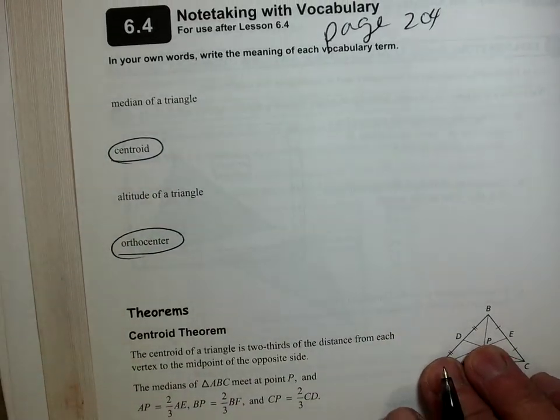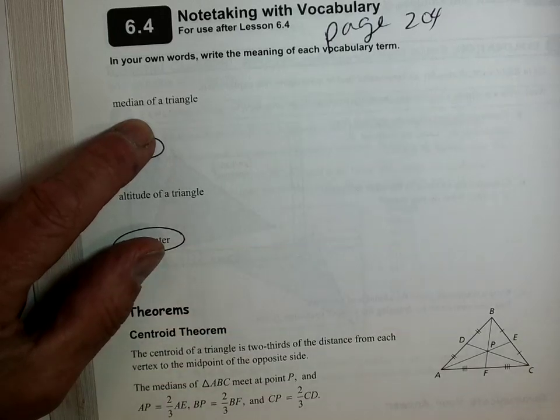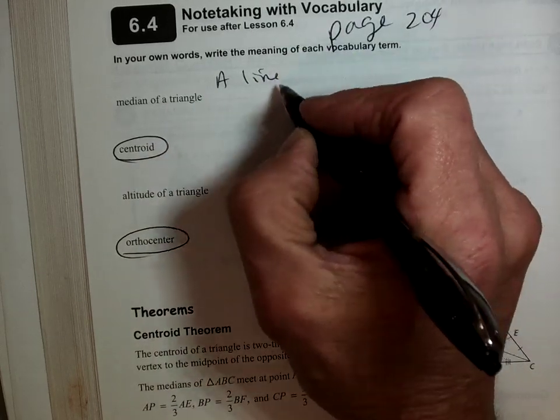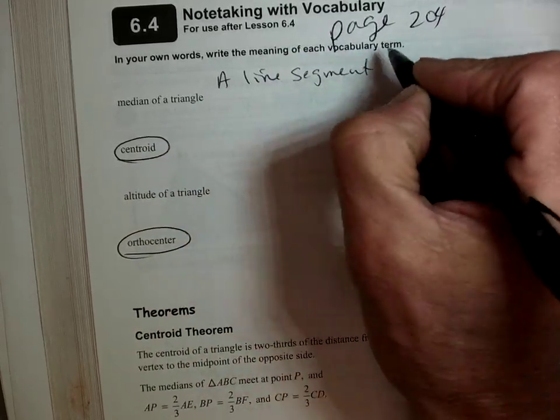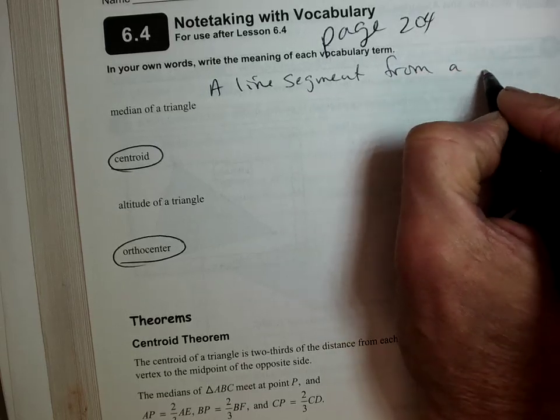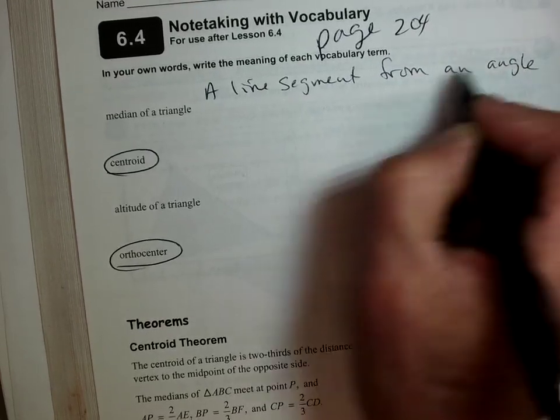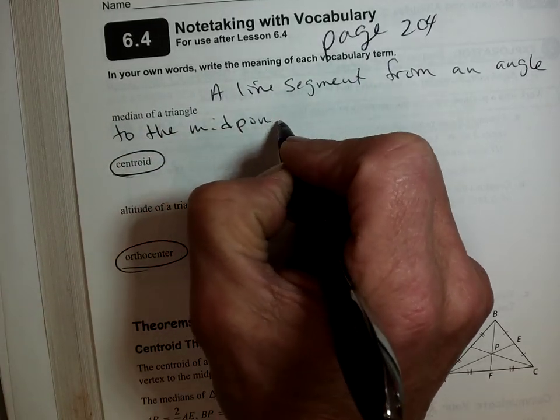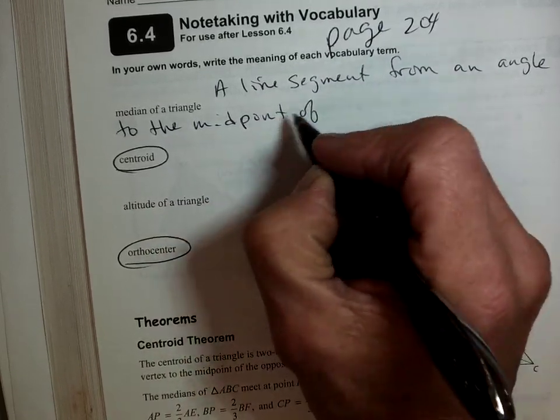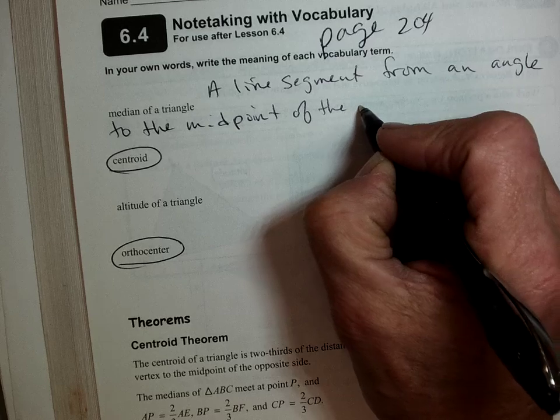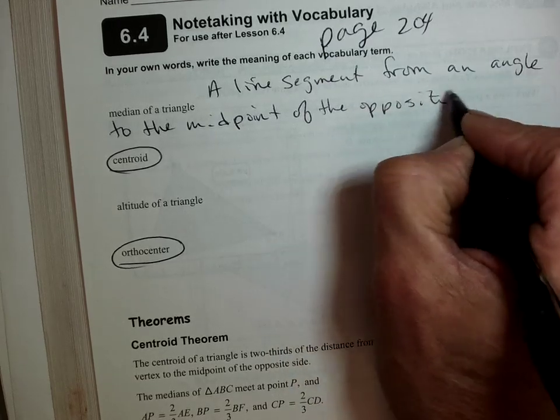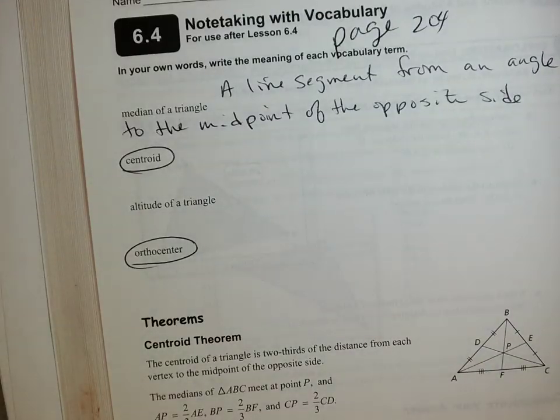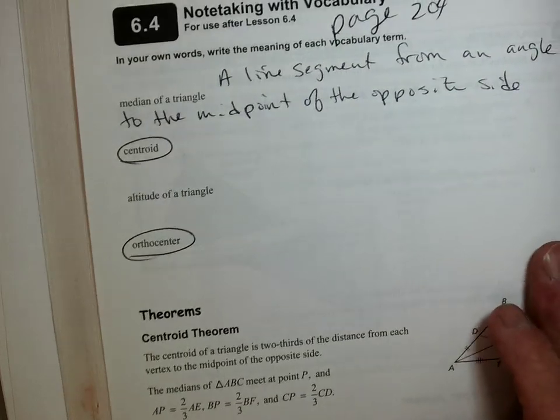Okay, so first of all, definition, a median of a triangle. We put that down. The definition of a median of a triangle is a line segment from an angle to the midpoint of the opposite side. Of course, we wrote that down in our first little notes, right? So a median is just simply a line segment from an angle to the midpoint of the opposite side.